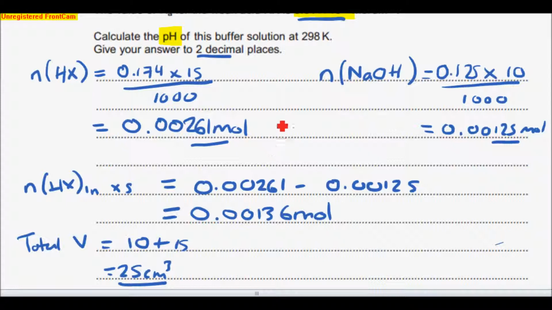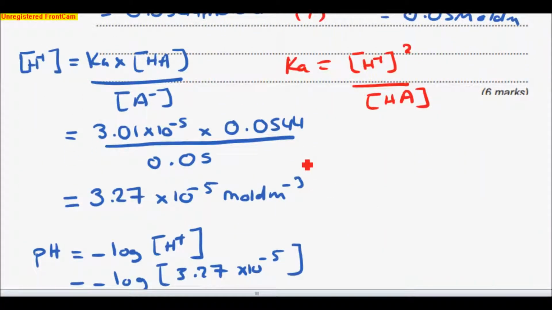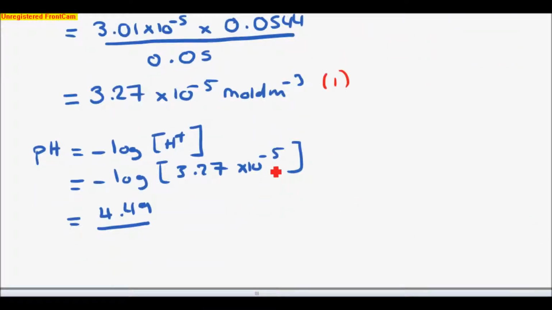So in terms of marks, I would give a mark for working out the moles of both of these two. I'd also give a mark each for the final concentrations of HX and A minus. 1 mark for working out the concentration of H plus, and then finally 1 mark for working out the pH of the buffer solution.